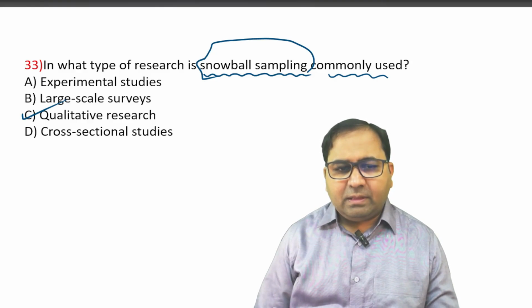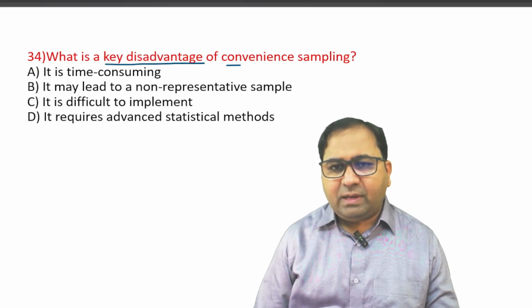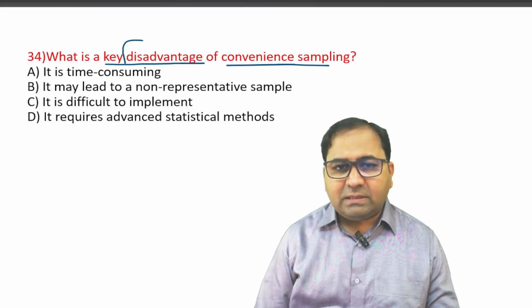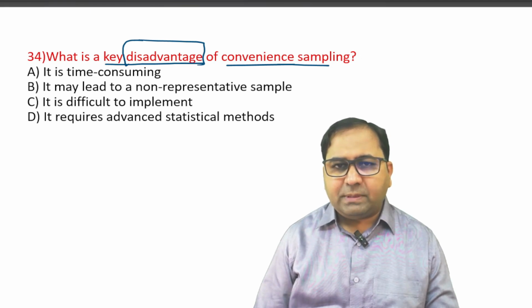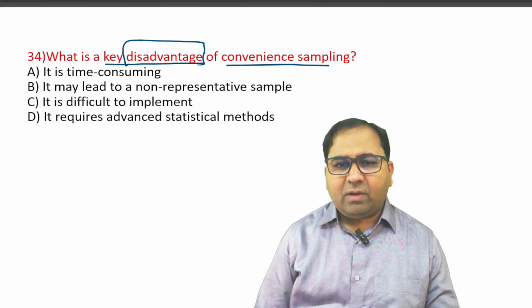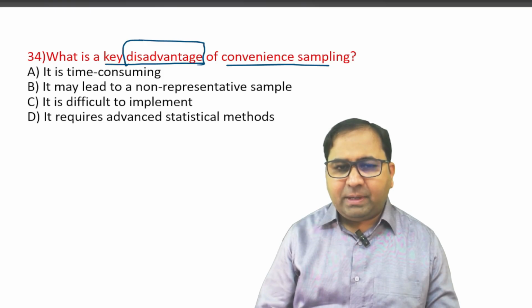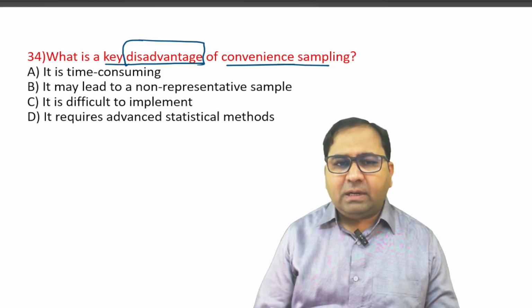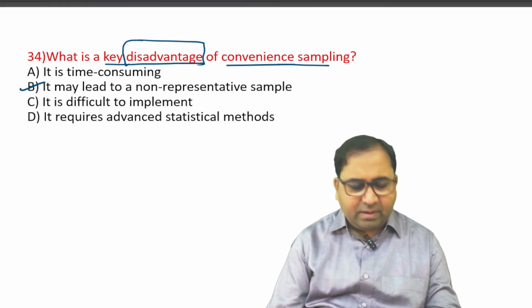Okay. Then next question. What is the key disadvantage of convenience sampling? Key disadvantage they are asking, not the advantage. Options are A, it is time consuming. B, it may lead to a non-representative sample. C, it is difficult to implement. Or D, it requires advanced statistical methods. The answer is B, that it may lead to a non-representative sample.